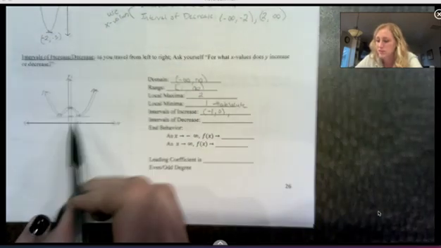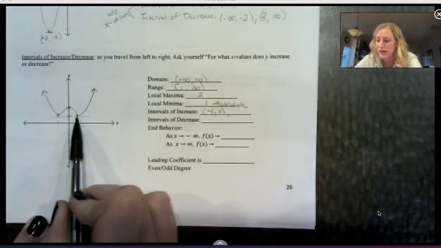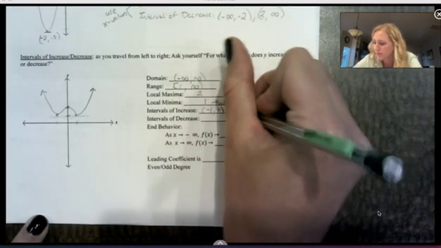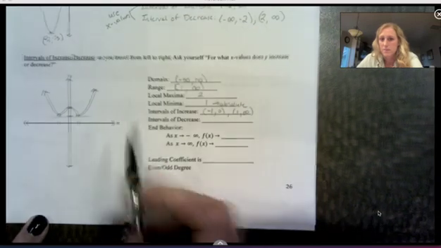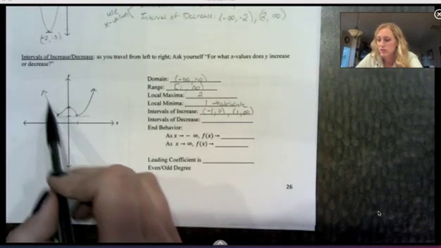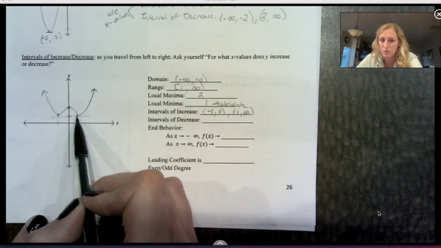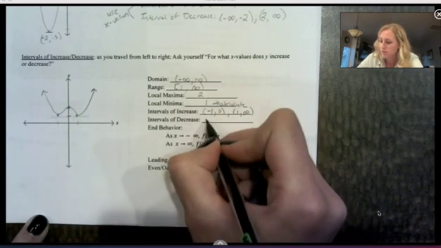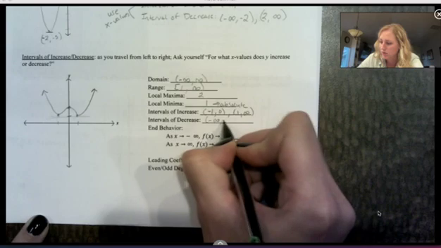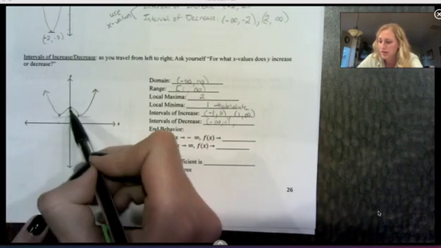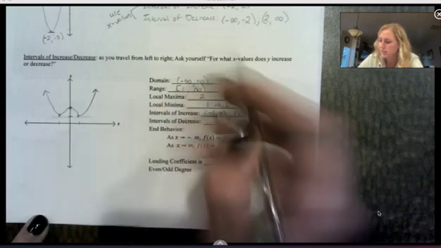Okay, next time it starts to increase is when x is +1 and then on. So 1 to infinity. Okay, decrease: this far left section and from the hill to that local min. So -infinity up to -1 is this section, again the x values, and here from x is 0 to x is +1.